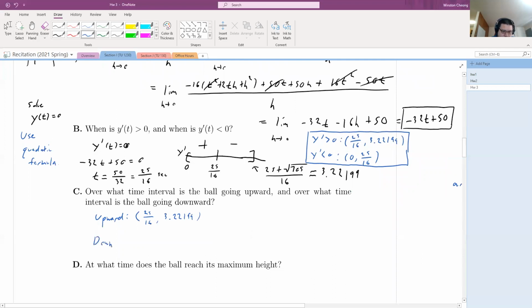And downward is, wait, no, I think I labeled it wrong, didn't I? Yeah, I labeled it wrong, sorry. I need to flip these. Someone should have caught me on that. This one is less than 0, right? Negative means less than 0. And this one is greater than 0. So I'll erase this. Downward and upward. So downward is from 0 to 25 over 16. Okay.